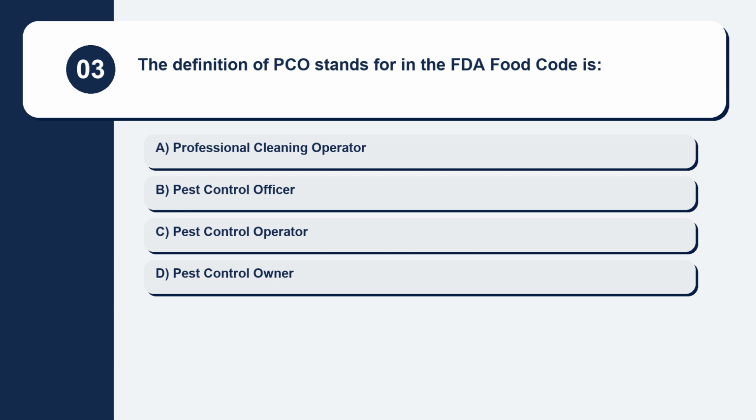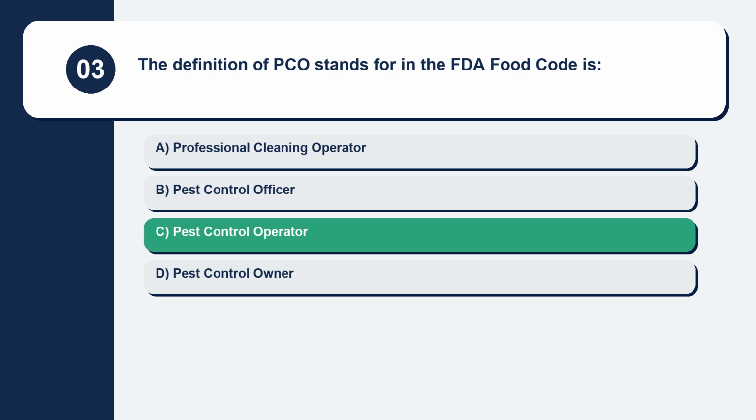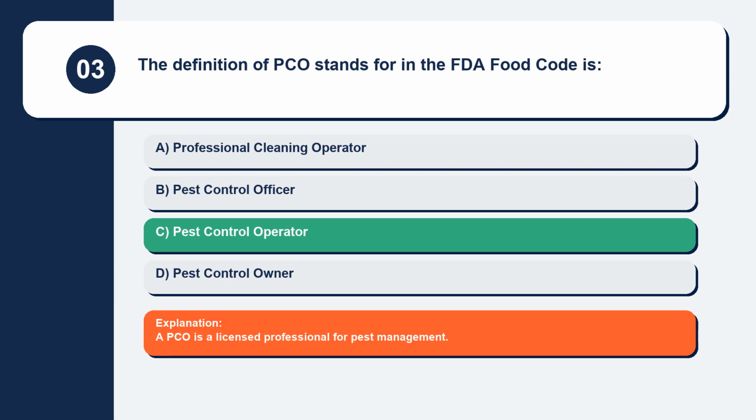Question 3. What does PCO stand for in the FDA Food Code? Professional Cleaning Operator, Pest Control Officer, Pest Control Operator, Pest Control Owner. A PCO is a licensed professional for pest management.